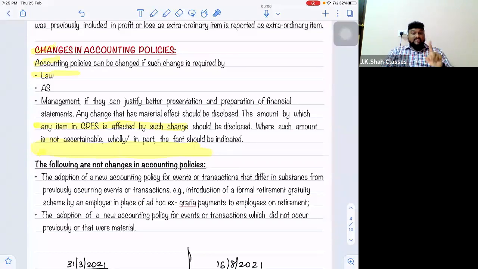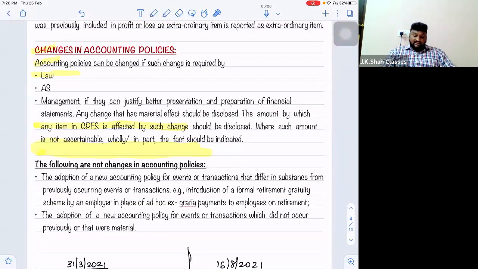And for the new transactions, we will have a new policy. Right? So this does not mean that there is a change in accounting policy, because the transaction itself is new. So for a new transaction, you have a new policy. Right? For an existing transaction, if you have a new policy, then I say this is a change in policy. But if you are skipping the old transaction and altogether entering into a new transaction, and for that new transaction, you make a new policy, that is not called as a change in accounting policy.